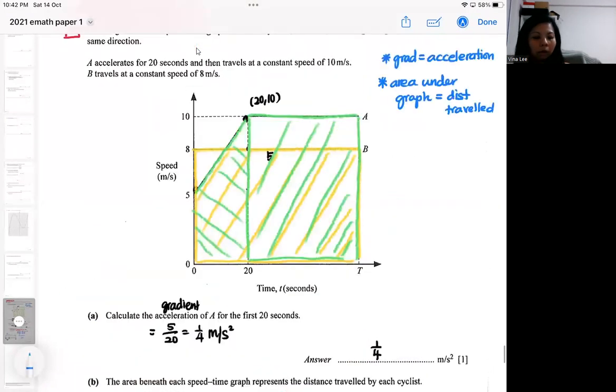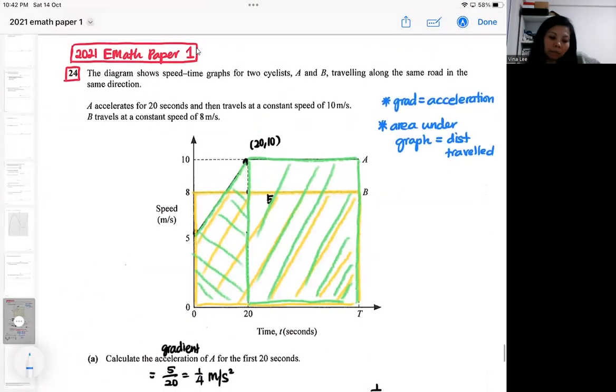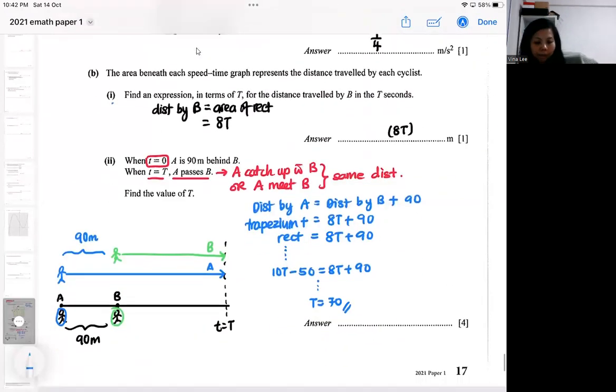Okay, so that is the whole thing on this one. The key concept is the last part. Area under graph is the distance. And the concept about meeting up, sometimes they will phrase it as they collide with each other. That means they already traveled the same distance.